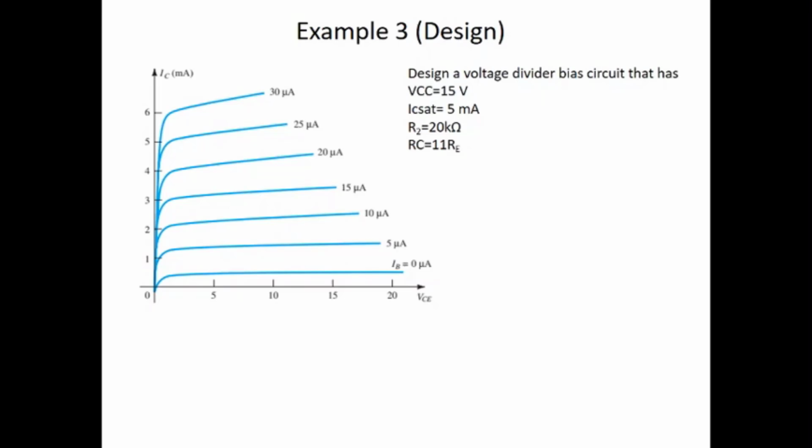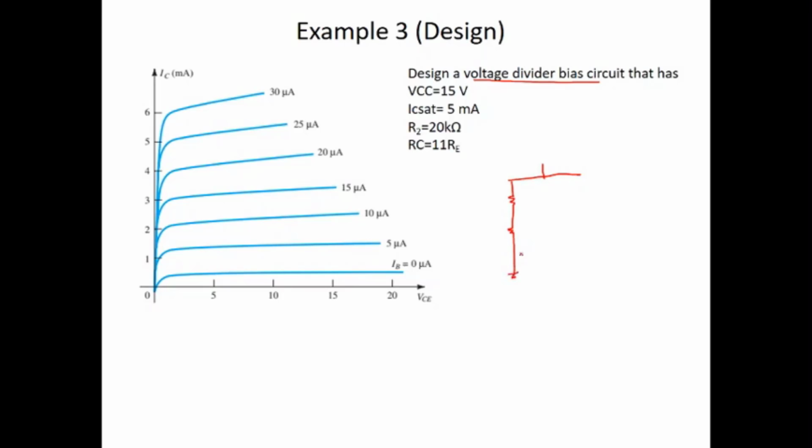In the next example, I will show you how we can design a bias circuit. For example, we are given a BJT with this output characteristic. So this is the IC versus VCE graph of the BJT, and then you want to design a voltage divider bias circuit. First of all, you need to be familiar with the structure of a voltage divider bias circuit.